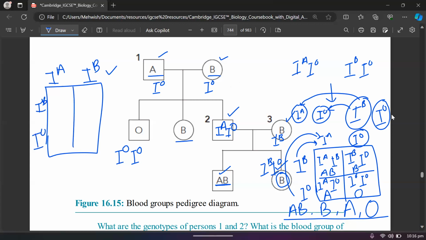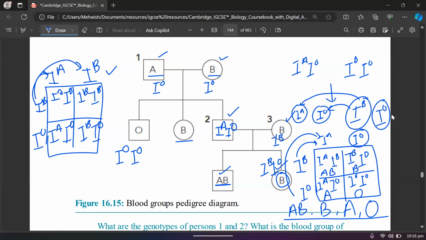Now let's see. When they fertilize together, they'll produce IAIB. When these fertilize together, IB and IB, this is a possibility. So IA and IO, and IB and IO. If you write IA and IB, that will be considered correct. And if you write IA and IO, that will also be considered correct. Yes, they can be both.